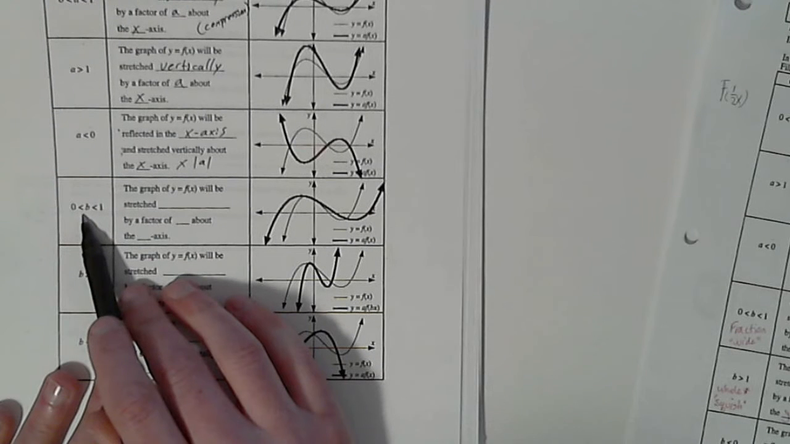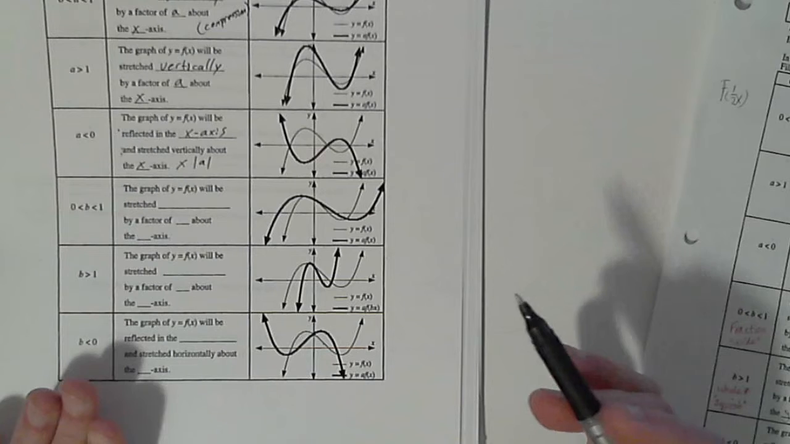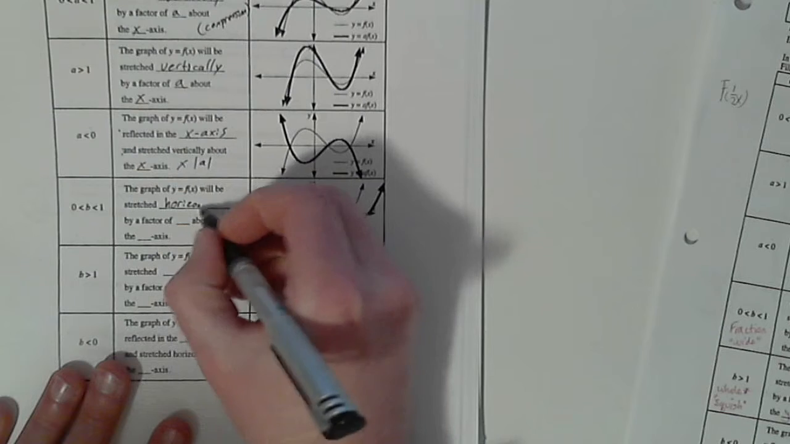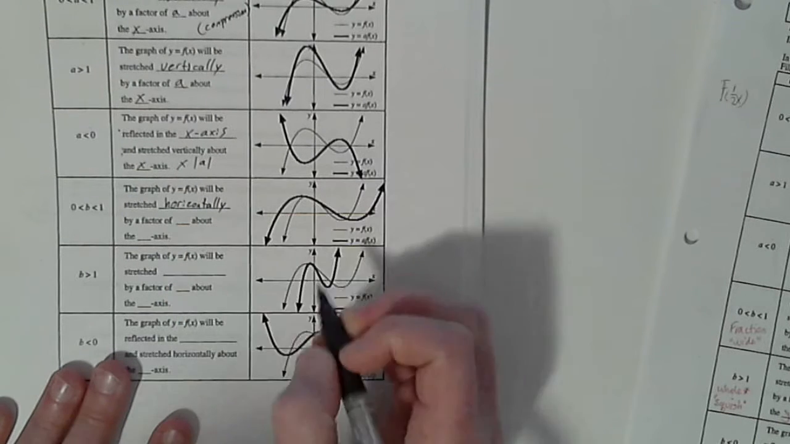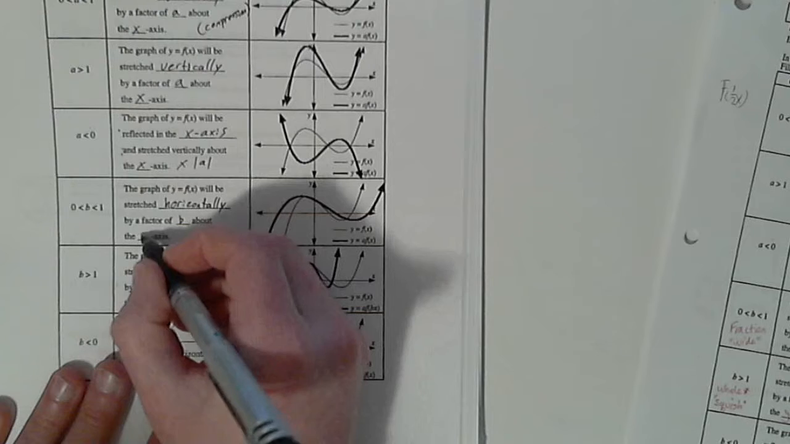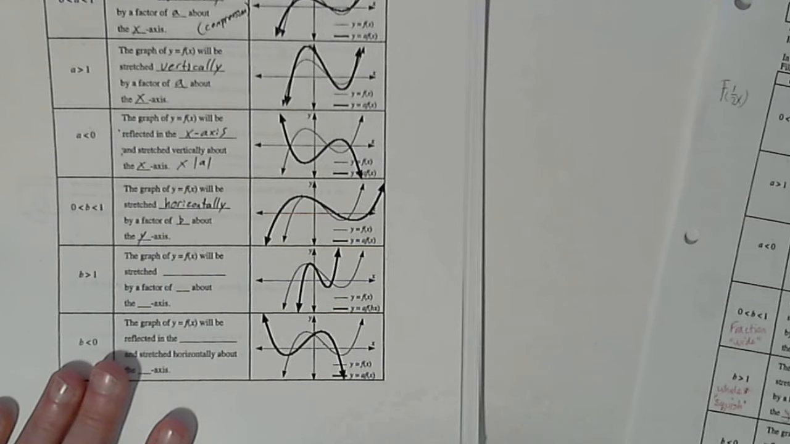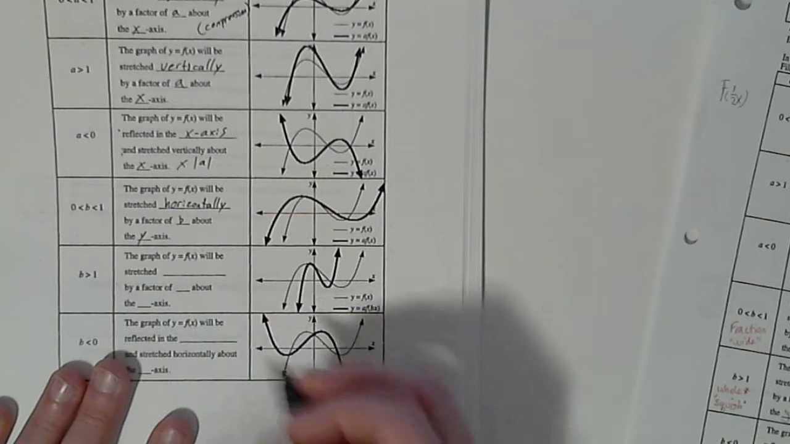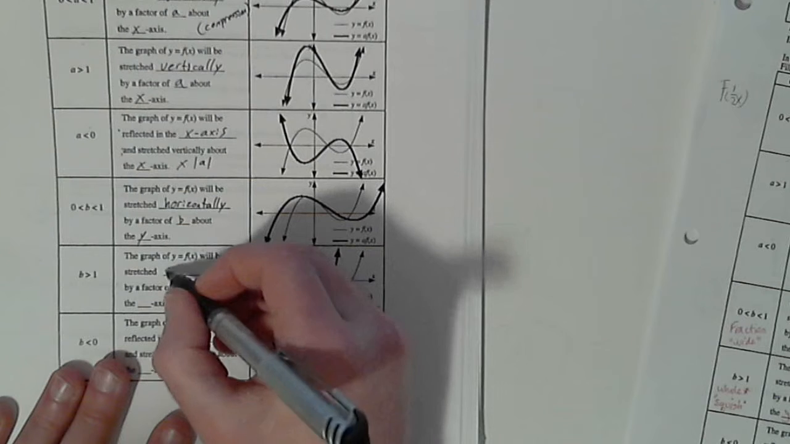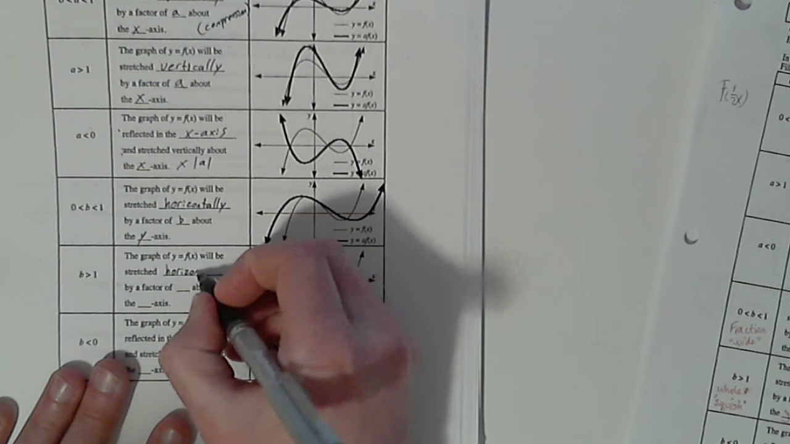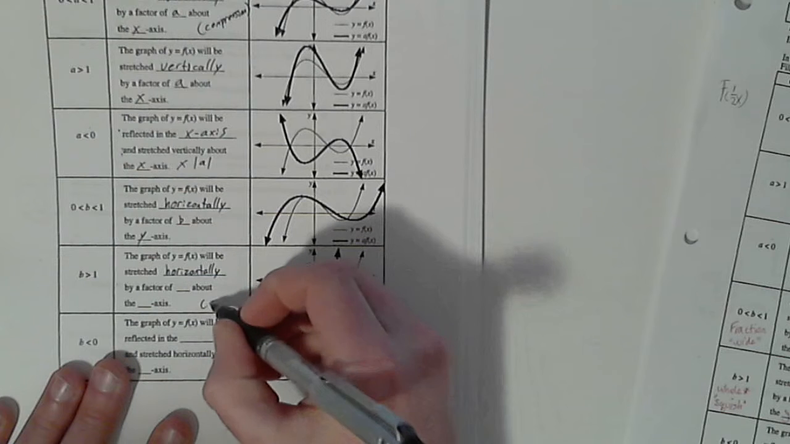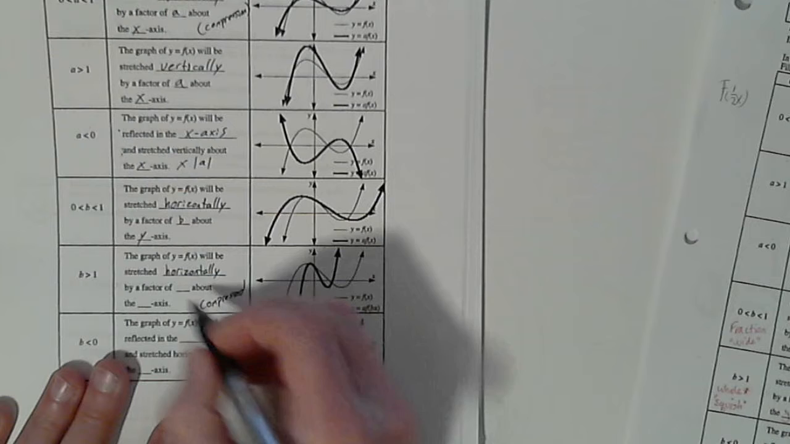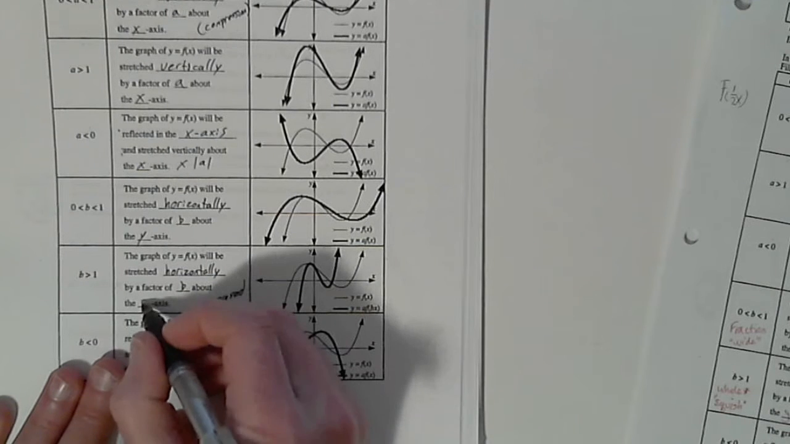Okay, b values, almost the same thing here. If the b value is between 0 and 1, this time it actually does expand because you have to flip it. So this is stretched horizontally by a factor of b about the y-axis. So this one's actually our expand. If b is greater than 1, this is actually our contraction. So it is stretched horizontally, might want to say compressed, by a factor of b about the y-axis. Again.